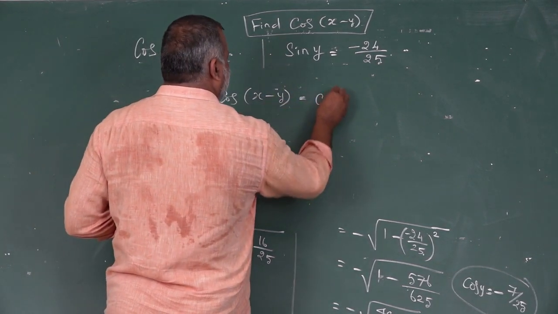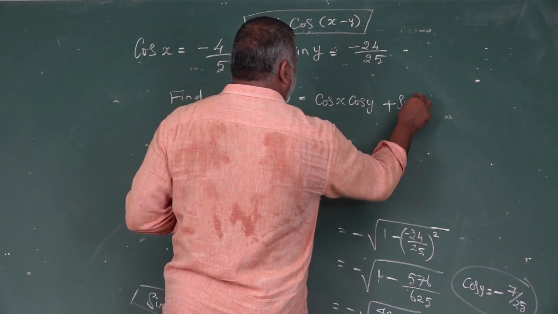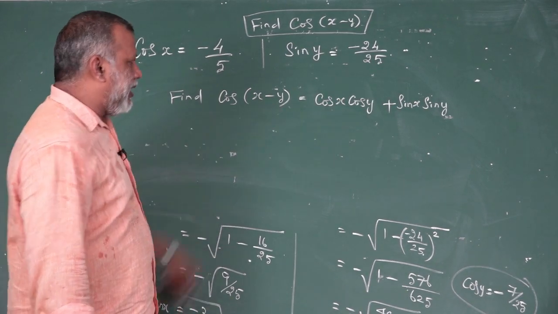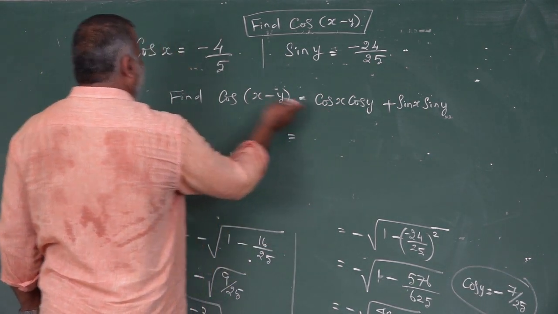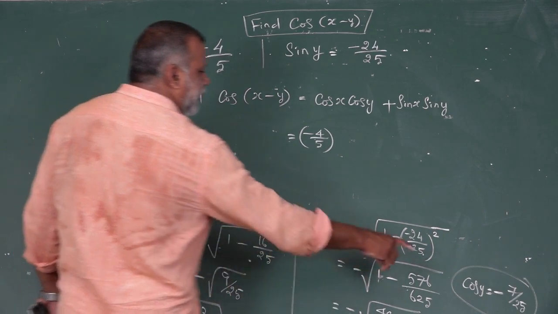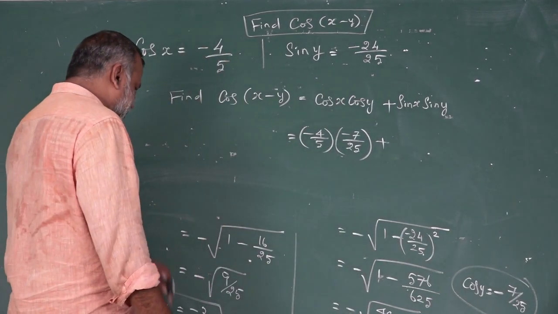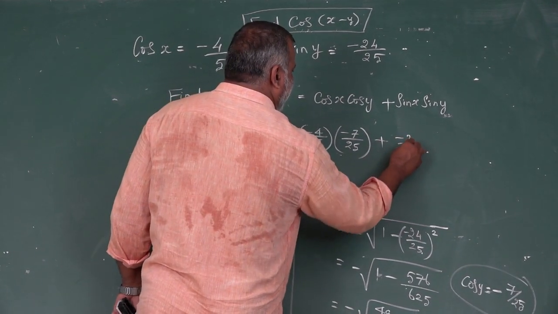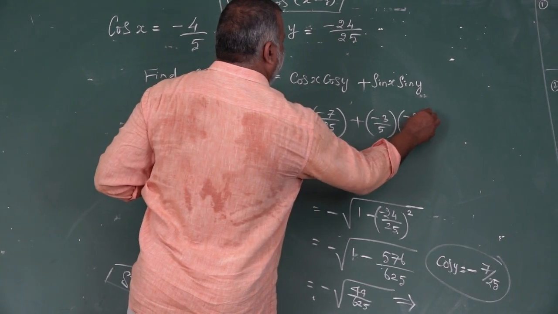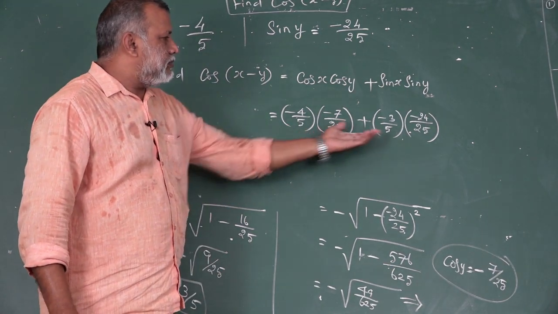What is the formula here? Cos A cos B plus sin A sin B. Just substitute the data. What is the value of cos x here? Minus 4 by 5. What is the value of cos y? Minus 7 by 25. Then plus sin x. What is the value of sin x? Minus 3 by 5. Then what is the value of sin y given? Minus 24 by 25. So now your work is just to multiply, then simplify.